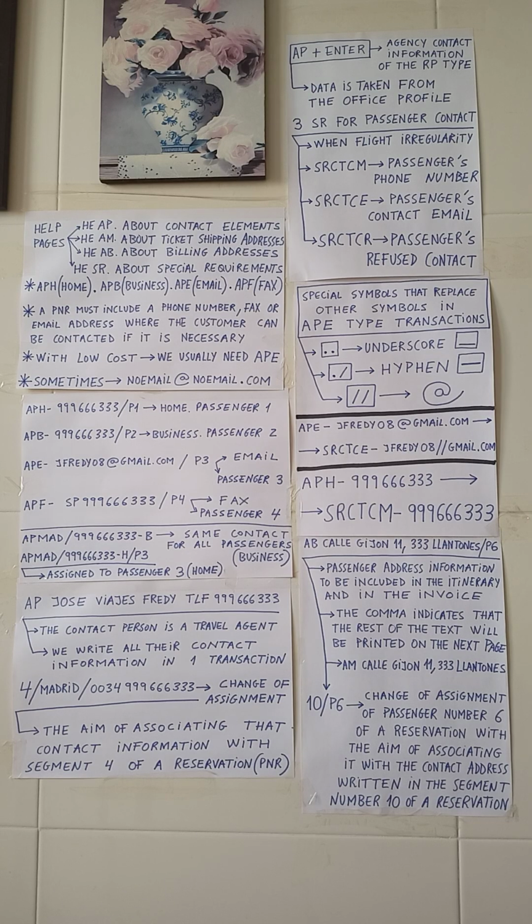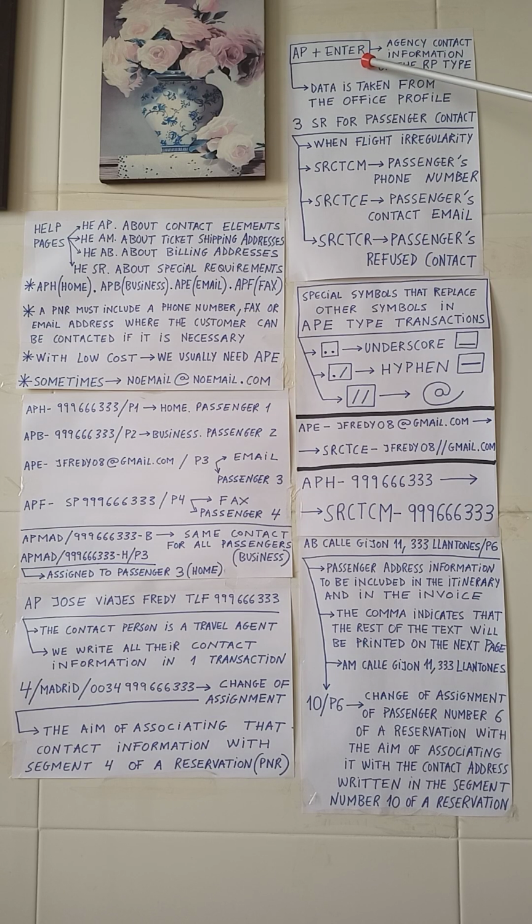Let's go for another example. This one. With this transaction, we assign to segment number 4 of a reservation the information that was previously located in another different segment. Now I will explain a function of the AP code that is completely different from what I have already explained. So here we have something totally different, okay?